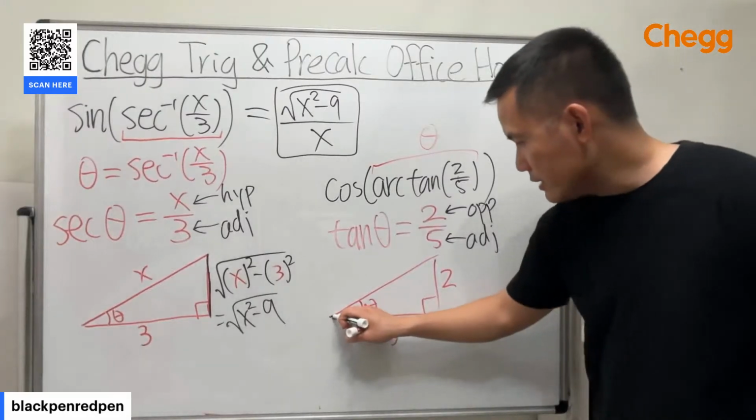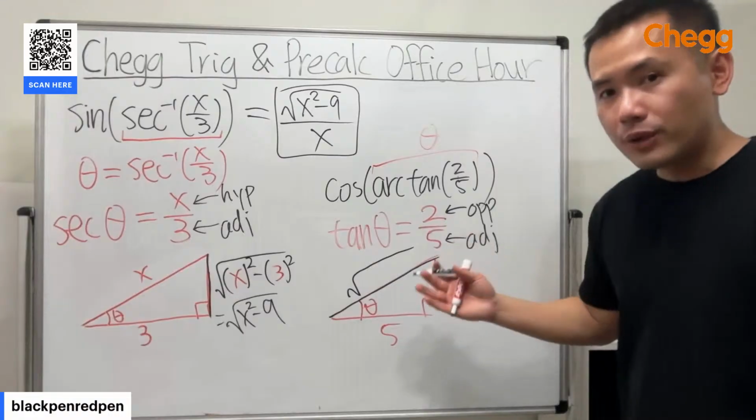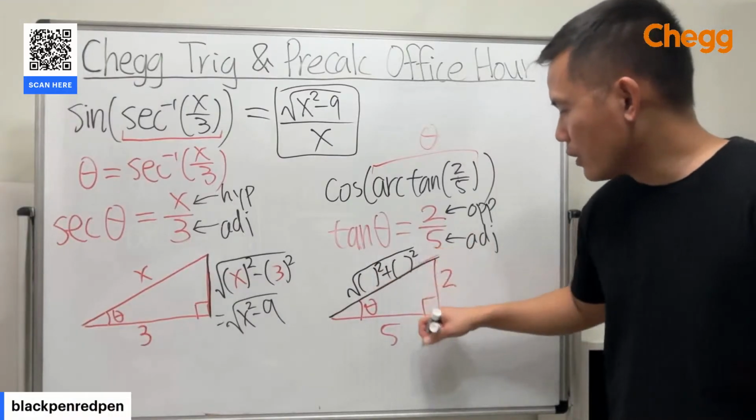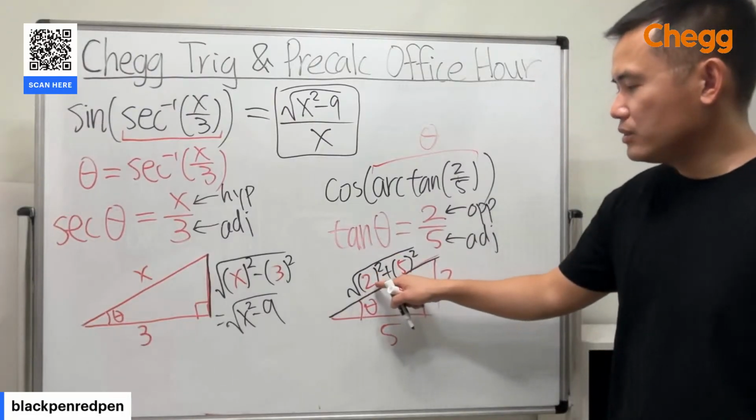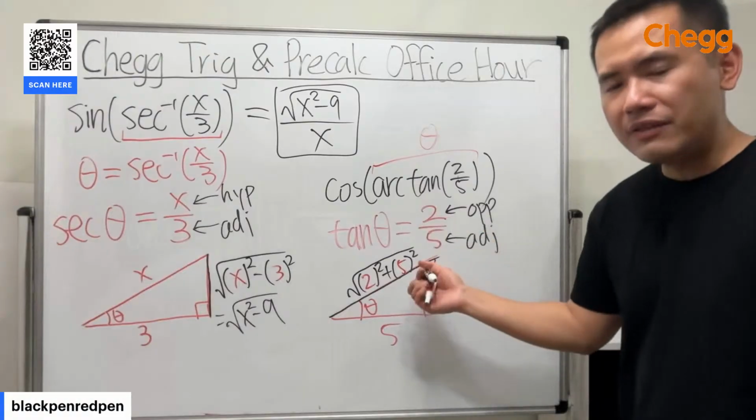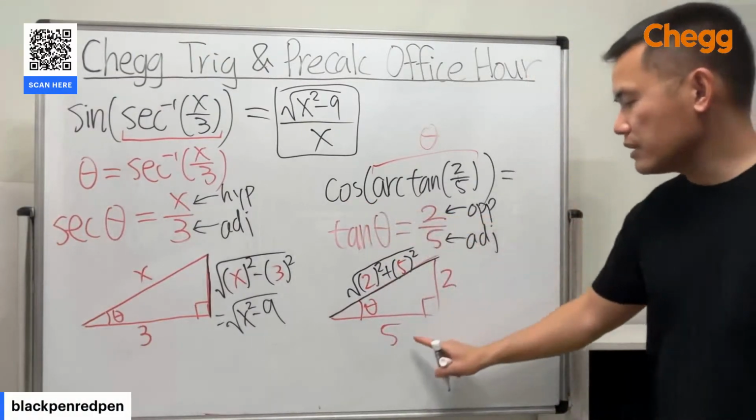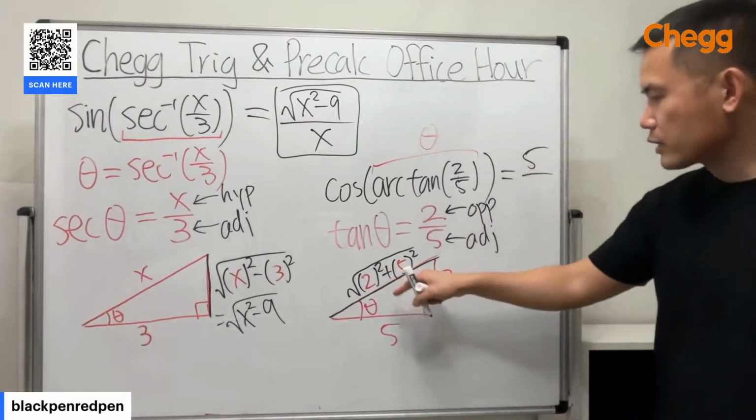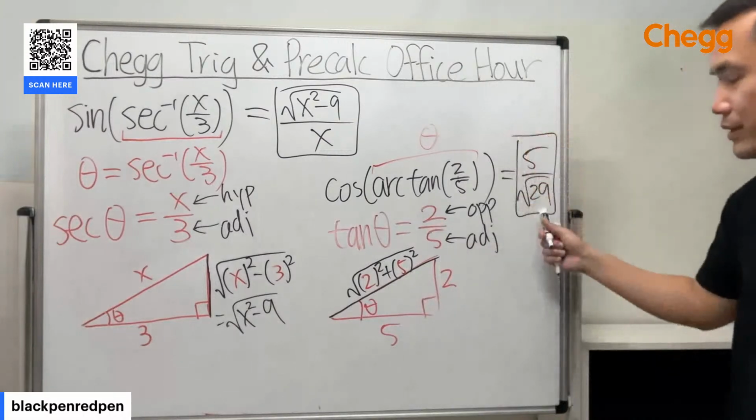And then for the hypotenuse, this time, we're going to open the square root, and then we're going to add the other side's square. So I'll just put 2 squared and then 5 squared. So this is really just 4 plus 25, so that's square root of 29. And then we're doing cosine. Cosine is adjacent over this, which is 5 over square root of 29. And then we're done. Just like that.